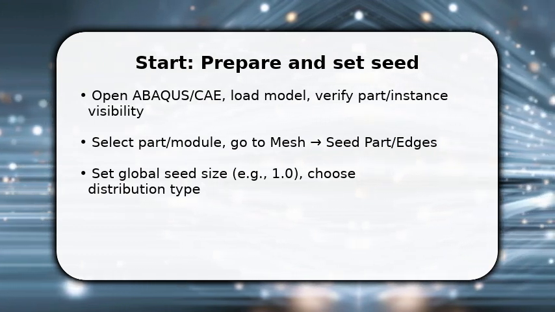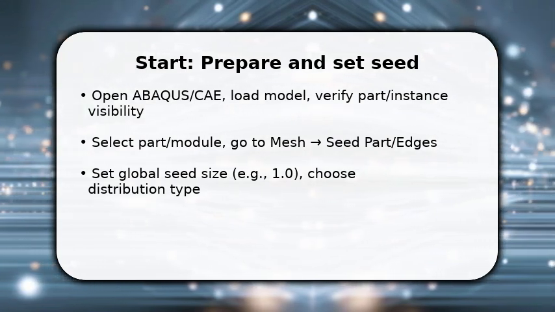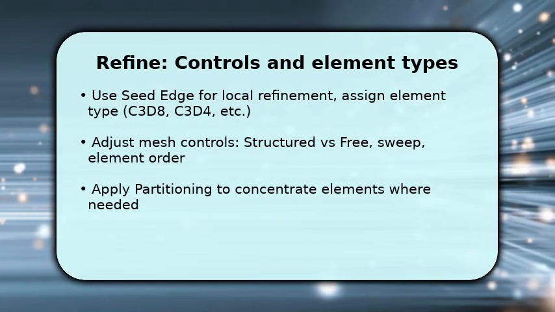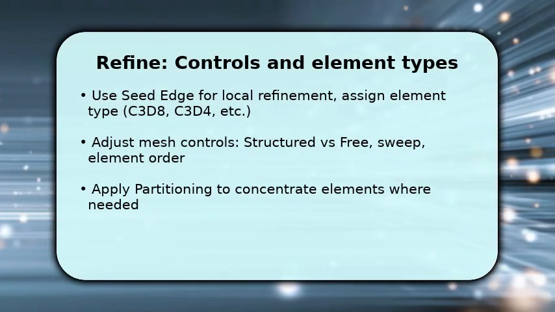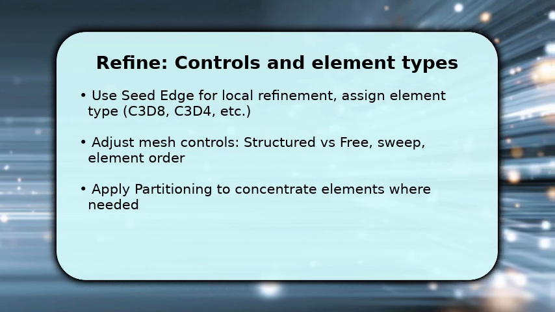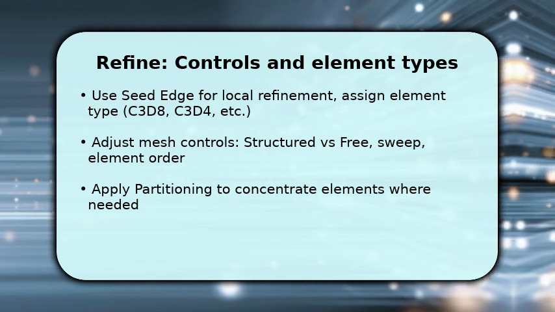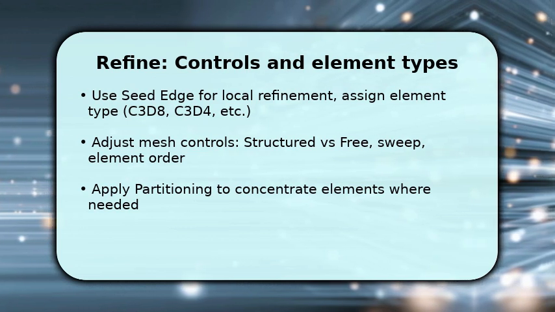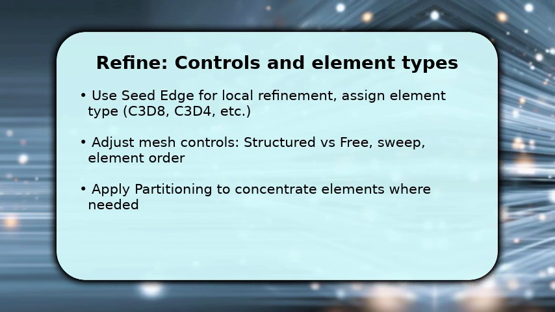Once done, inspect element shapes briefly so you don't proceed with distorted geometry that will affect analysis accuracy. Now refine the mesh by targeting critical regions. Use seed edge to reduce element size locally and choose appropriate element types like C3D8 for solids or C3D4 for tetrahedra depending on geometry. Make sure to set mesh controls, structured or free and sweep options to guide element alignment.